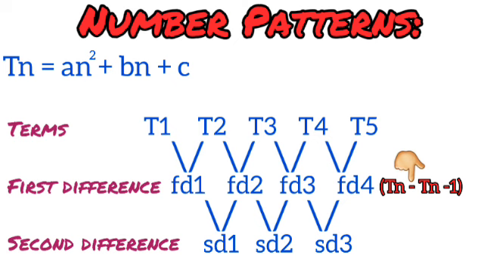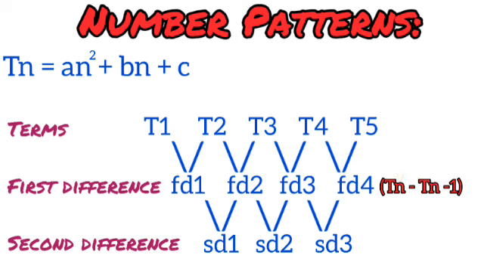So for example, if Tn, that n at the bottom was a 2, 2 minus 1 is going to give me a 1. So that basically means the second term minus the first term. So that's going to give you your first difference. I simply call them the FD1, FD2 and FD3. So that is the line of the first differences. That's why I have put the equation next to it, because that's what our equation gives us. That equation that they gave us is basically going to give us the first difference.